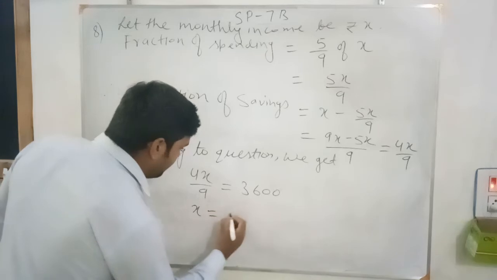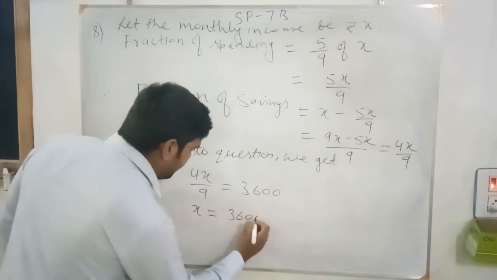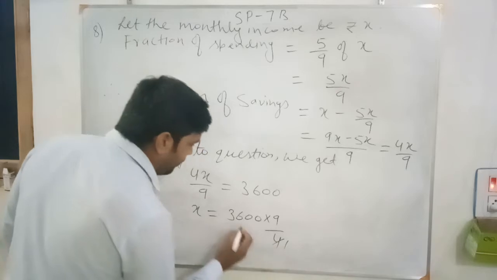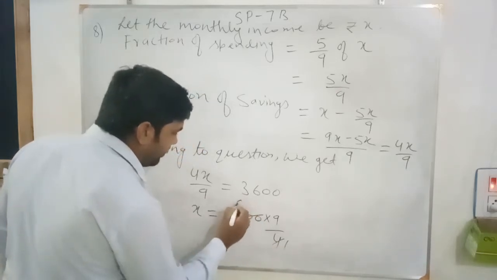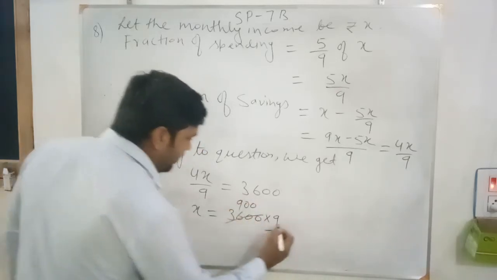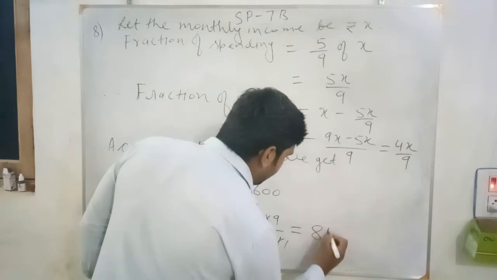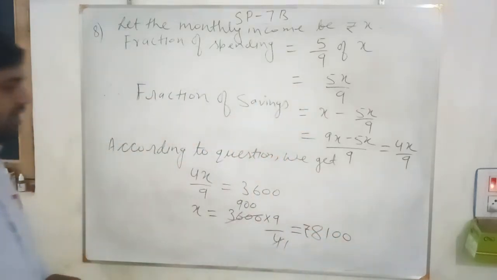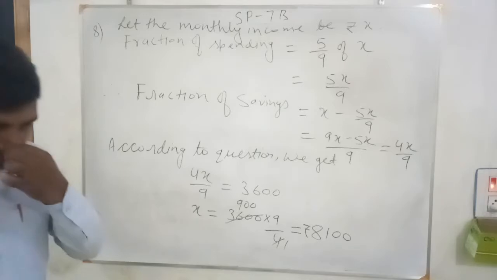So x is equals to 3600 multiply 9 by 4. 4 1 is 4, 4 9 is 36. That is 900. Now 900 into 9 is 8100. So his monthly income is rupees 8100. Okay.